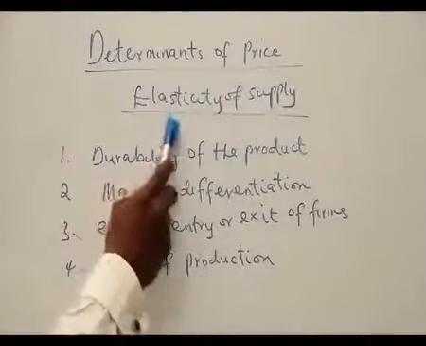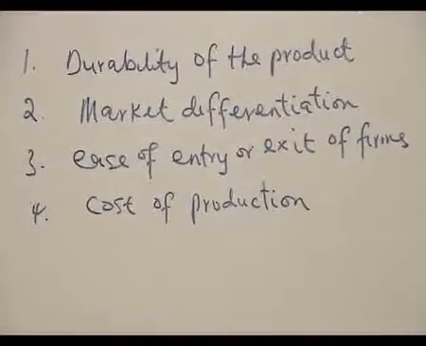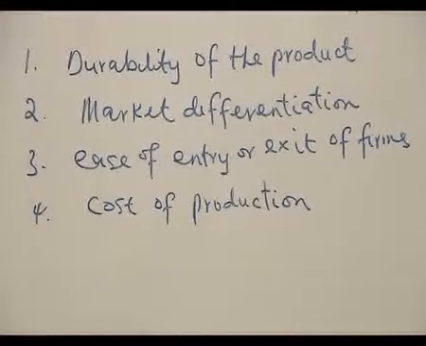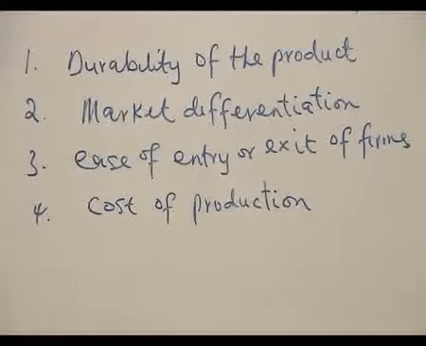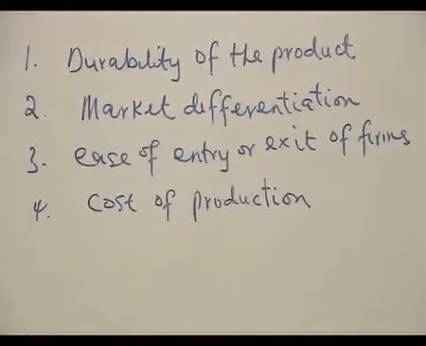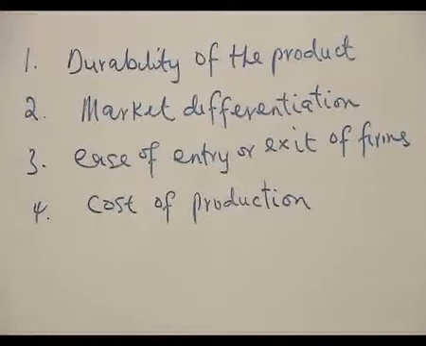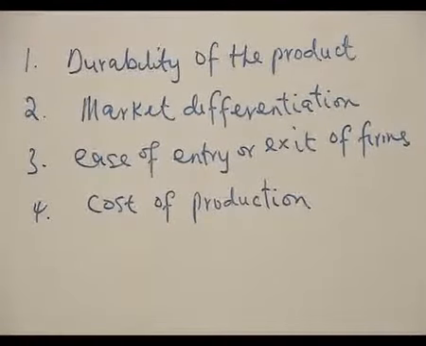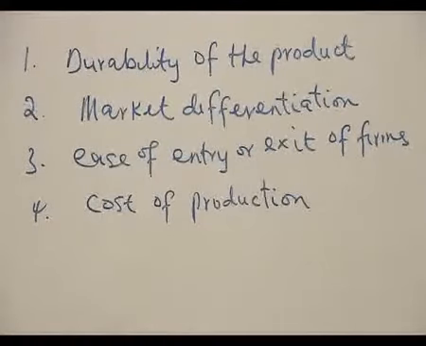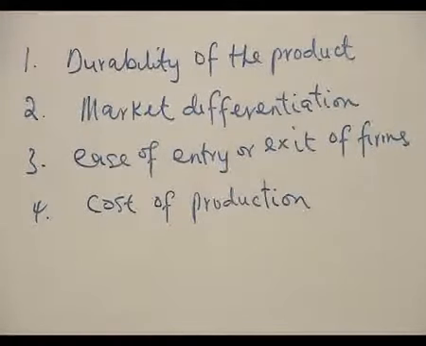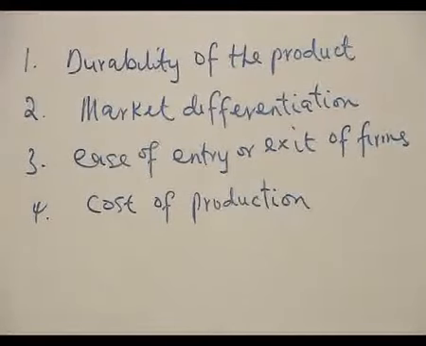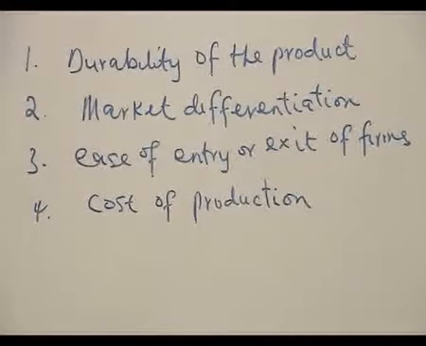Determinants of price elasticity of supply. Number 1, durability of the product. If the product is a durable one, the elasticity of supply of such a product will be elastic, because it can be kept till when consumers are in need. That is, durability of the product tends to be elastic in nature. But if the product is perishable, then the elasticity will be inelastic, because the product cannot live for a longer period of time.